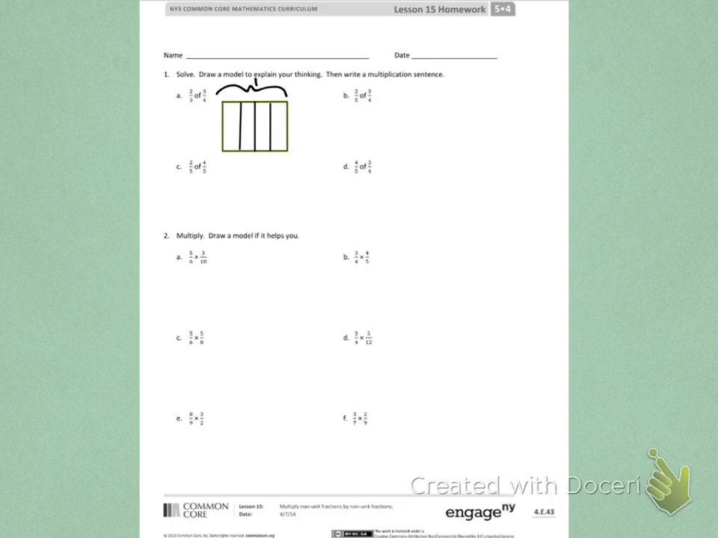And 3/4 is represented right here. 1, 2, 3. So this is 3/4. And now we want to take 2/3 of that. So now I'm going to break it into thirds going the other way. 1, 2, and the last one makes 3. And I want to shade in what 2/3 of that looks like. 1/3 and 2/3 is going to be right here.